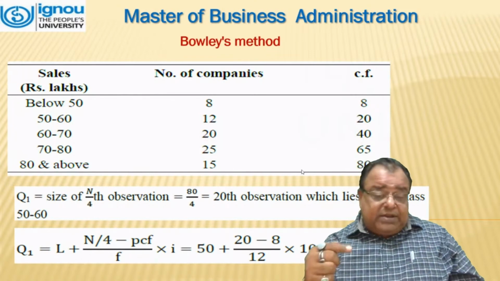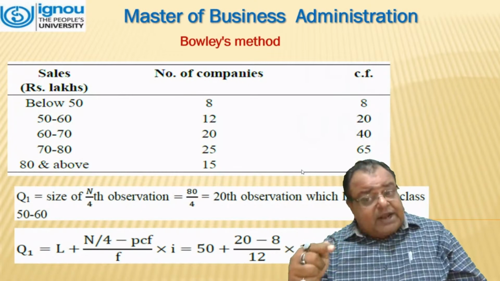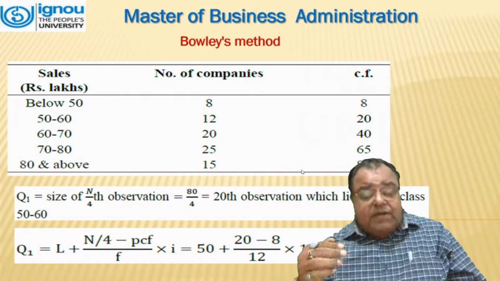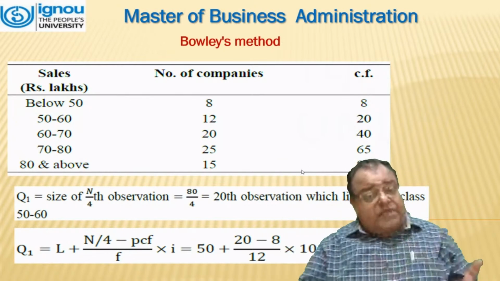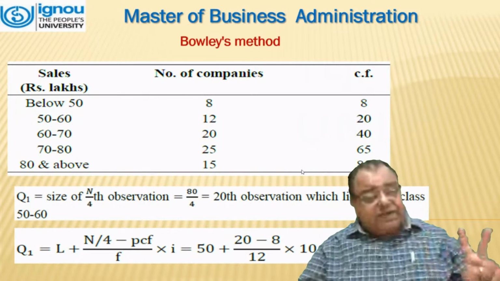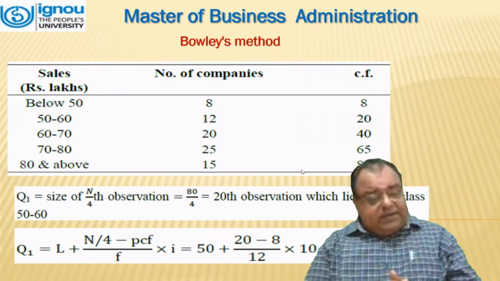BCF, that means preceding class cumulative frequency, that means cumulative frequency above 20, is 8. The frequency of the median class is 12. And the class width is 10. So we get Q1 as 60.